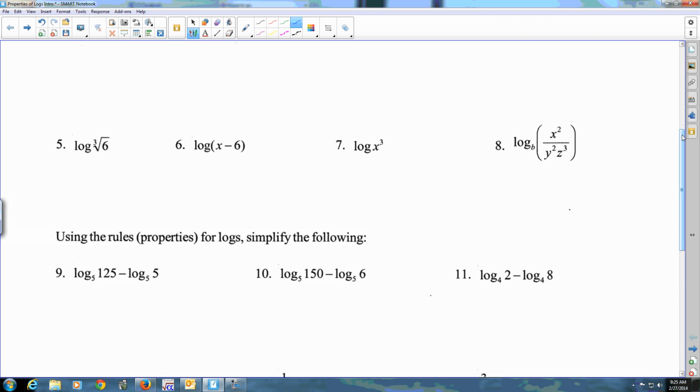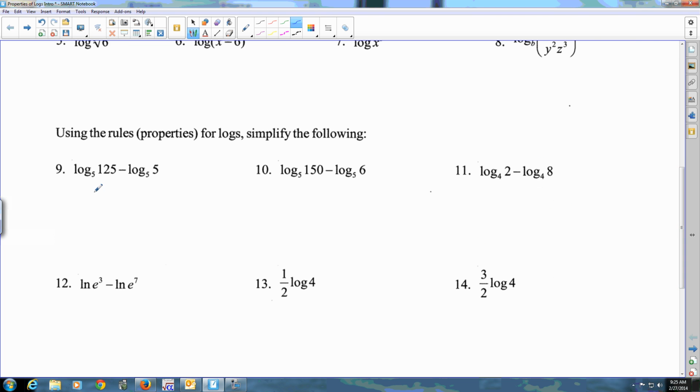Here, what they're looking for you to do is work the problem backwards. You have a difference of logarithms, and in order for you to bring these together, the bases have to be the same. Let's say, for example, this was a 3. I couldn't use the properties. The bases have to be the same to do it. So this would come together, log base 5 of 125 over 5, which is log base 5 of 25.